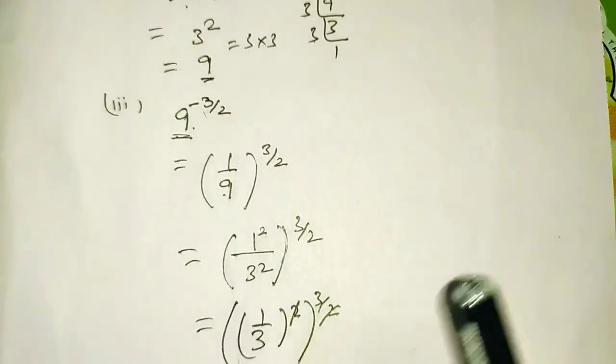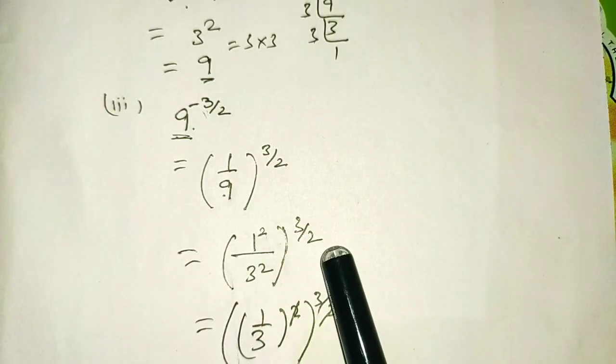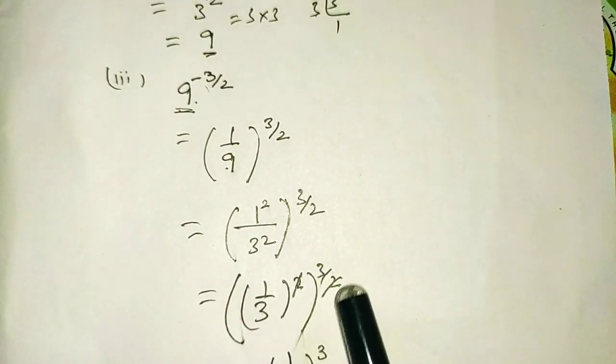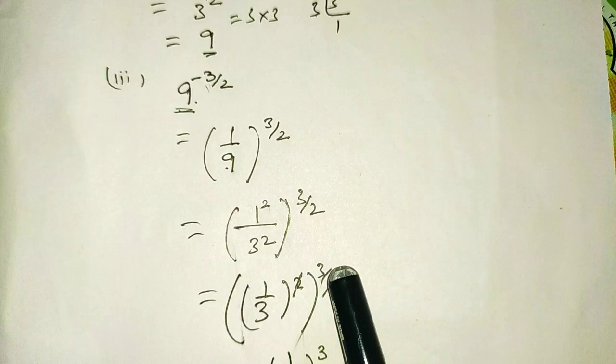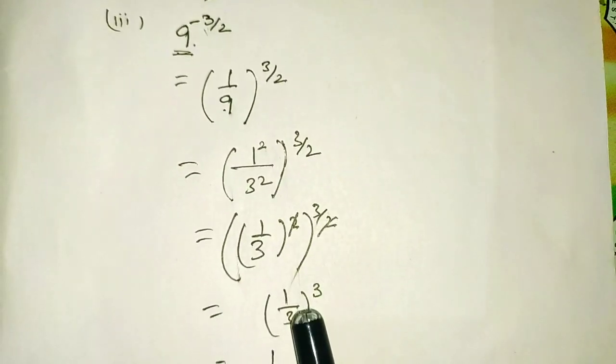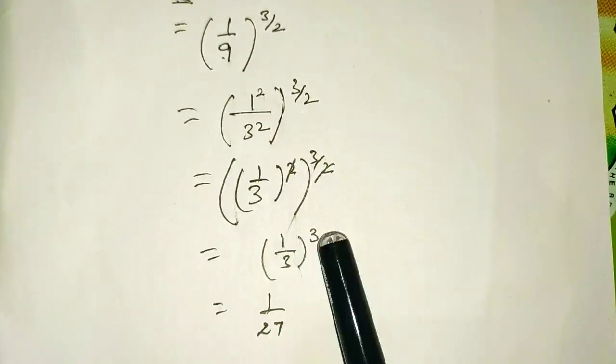Now you can write this 9 as 3 power 2, and then 1 can be written as 1 power 2, whole power 3 by 2. So 1 by 3 whole power 2 whole power 3 by 2. Again 2 and 2 gets cancelled. The power 3 remains there. Now 1 by 3 whole power 3. So 1 cube is 1. 3 power 3 is 27, which is the answer.